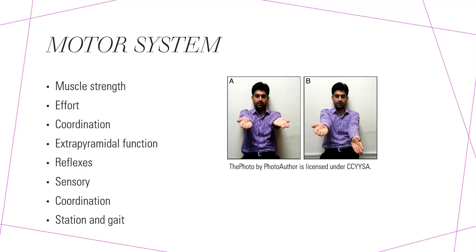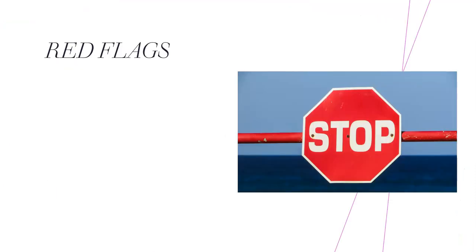Their station and their gait, again, upright posture, normal heel strike, normal arm swing, or are they shuffling? Any abnormality or dysfunction in their gait, you should refer them for further evaluation. And some of the red flags that you might need to look for would be abnormal muscle motor tone.